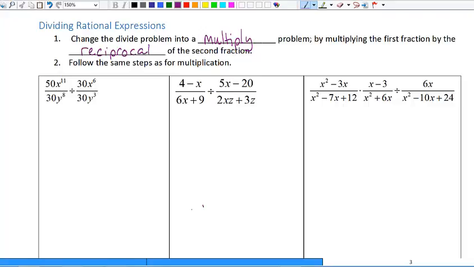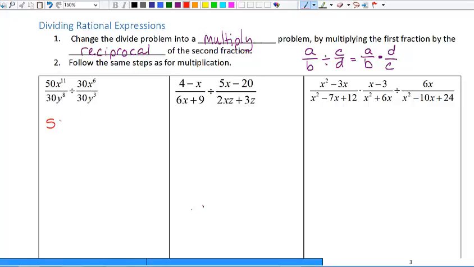So in Math 0306, when you're dividing fractions like a over b divided by c over d, we can rewrite that as a multiply problem by taking a over b, multiplying by d over c. Notice that the second fraction was reciprocated and the divide sign turned into a multiply sign. But notice what happened to the first fraction? Nothing. So after you've changed it into a multiply problem, you're just going to follow the same steps that you already did for multiplication. So this is just one extra step to change divide problems into multiply problems.